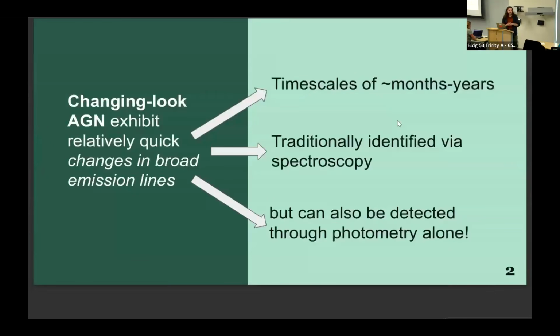Just as a speed review, if you're a little unfamiliar with changing look AGN, they exhibit relatively quick changes in broad optical emission lines. I say relatively quick, and I realize that for a lot of transient science cases, it's really, really slow, like timescales of months and years. But in AGN years, this is fast. Changing look AGN are traditionally identified through their spectra, through the appearance or disappearance of these broad lines, but they can also be detected pretty reliably through photometry alone, just based on atypical and behavioral changes in the light curves.